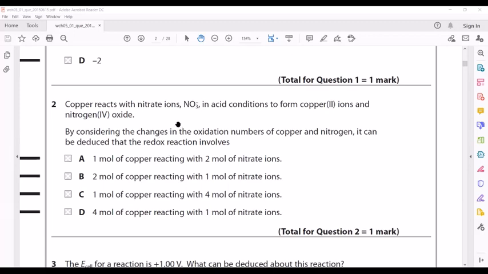Copper reacts with nitrate ions in acidic condition to form copper(II) ions and nitrogen(IV) oxide. Nitrogen(IV) oxide means nitrogen dioxide. So there's a nitrate. The best way is just to write a simple equation.